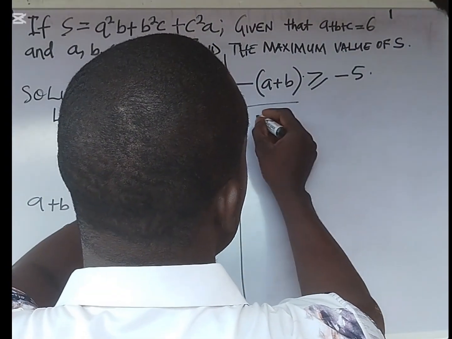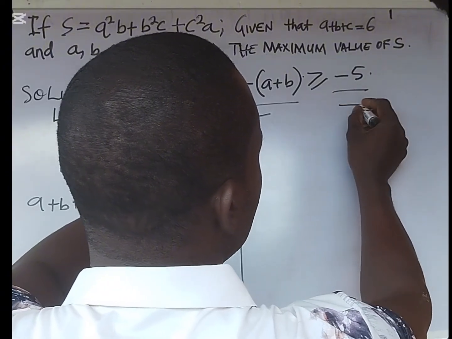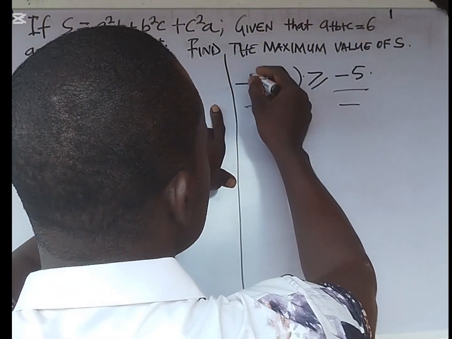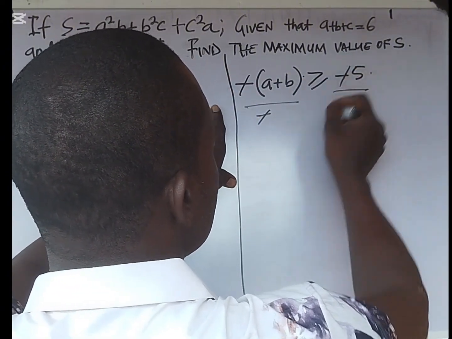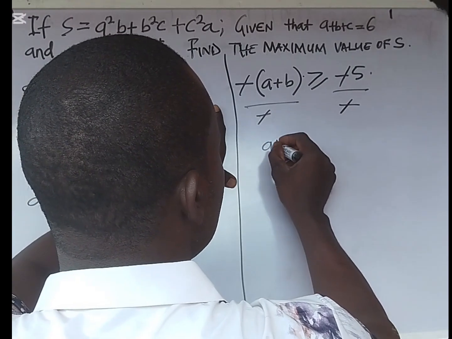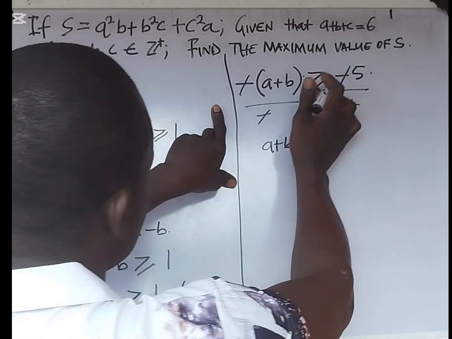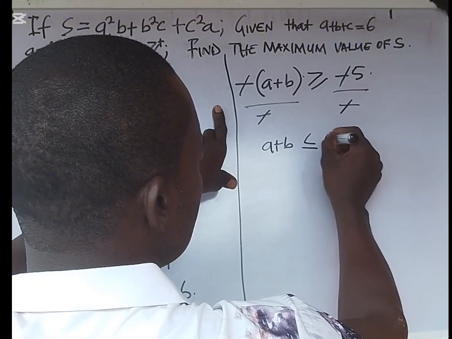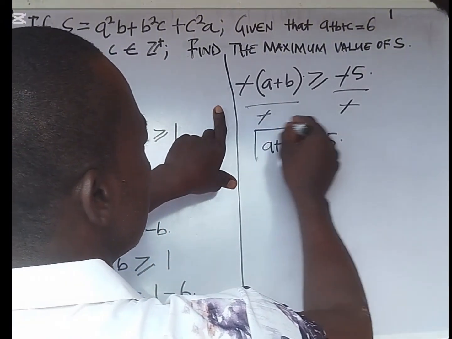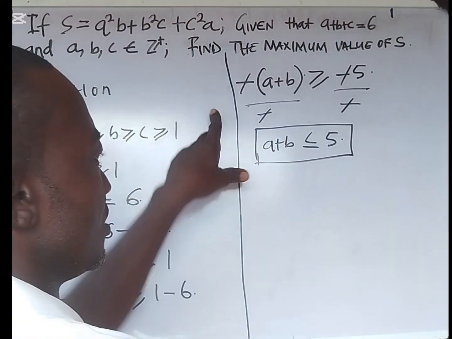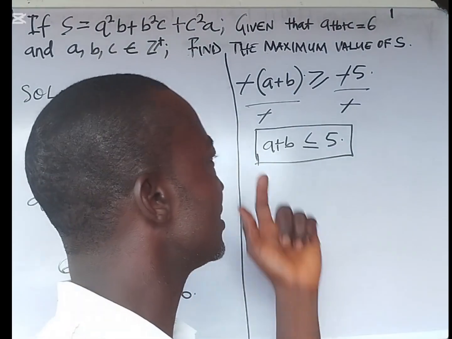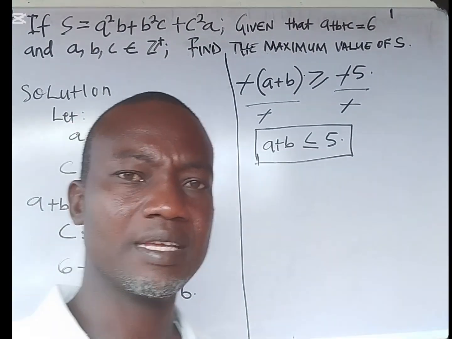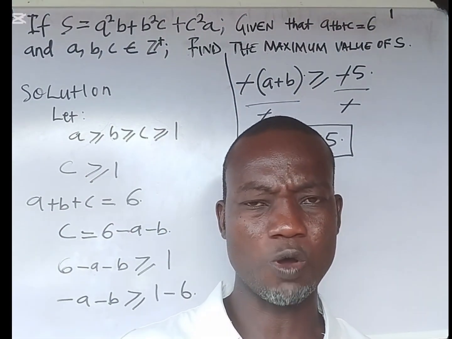If I divide here by minus and I divide here by minus, this cancels, this cancels. So I'm left with A plus B. Instead of greater than or equal to 5, I'm going to write less than or equal to 5. This is very, very important to the solution to our problem. Look at this carefully. A plus B is less than or equal to 5.